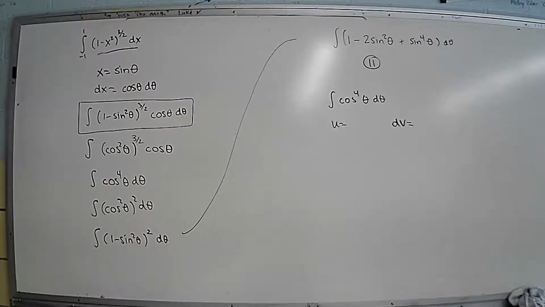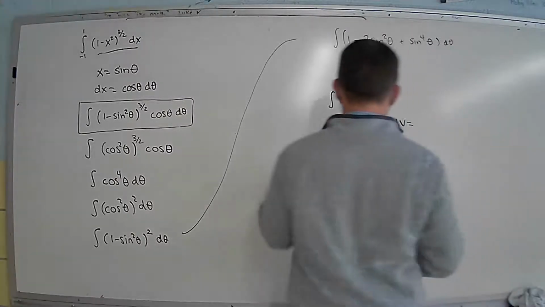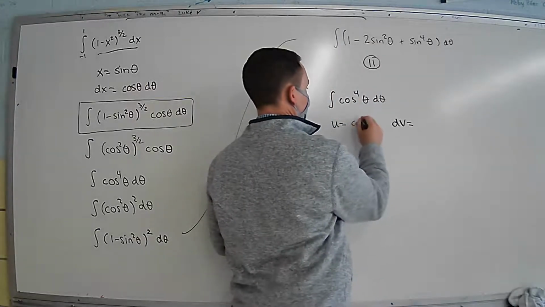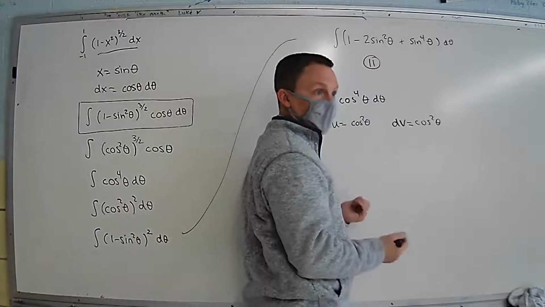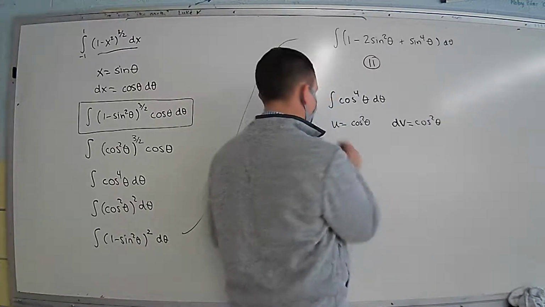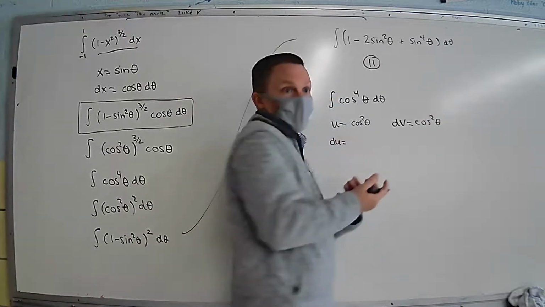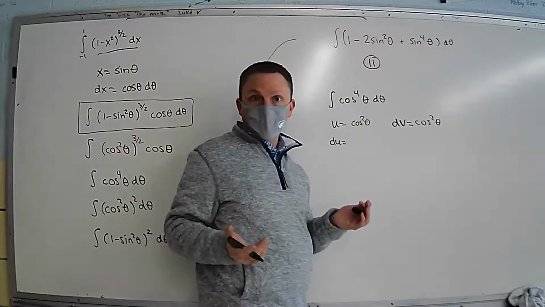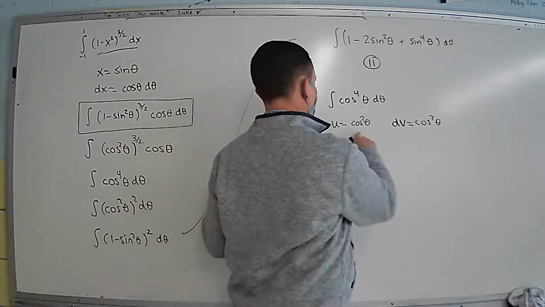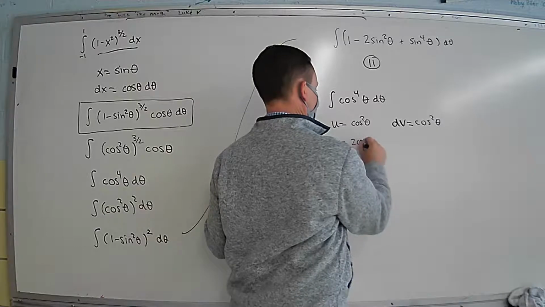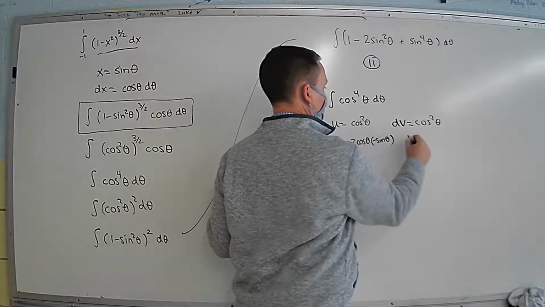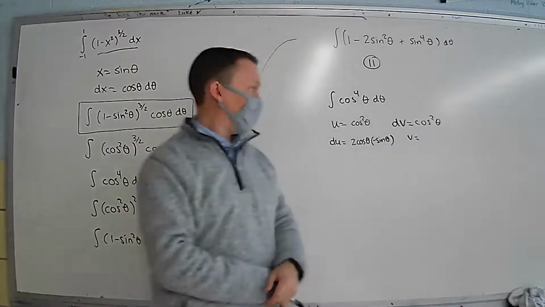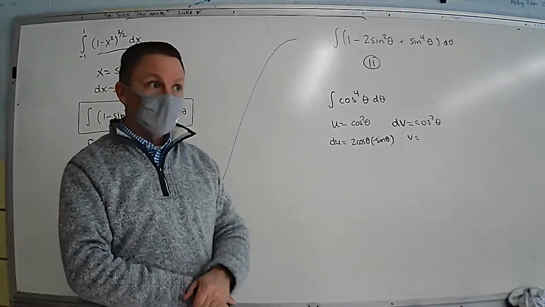You could do cosine squared and cosine squared. Is that legal? Sure, it's legal. The question is, is it useful? What's du then? This is 2 cosine theta times negative sine theta. And what's v? What's the antiderivative of cosine squared?